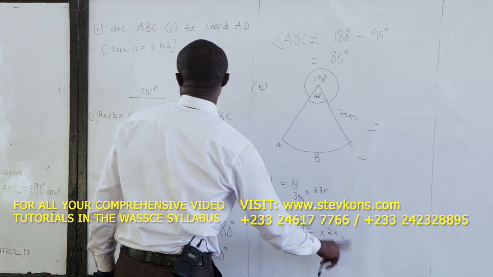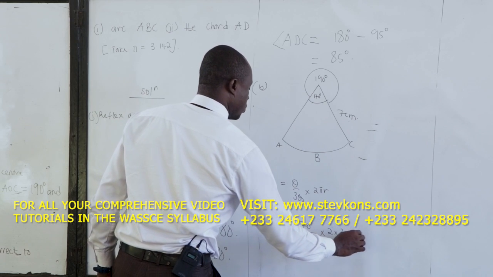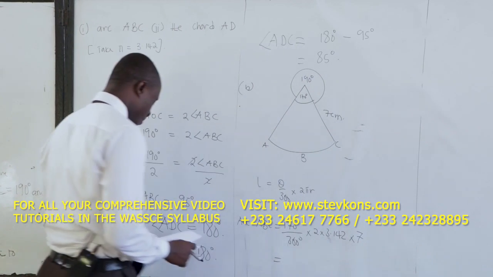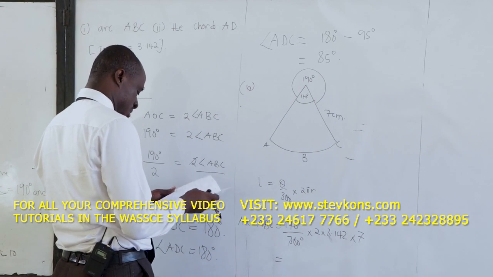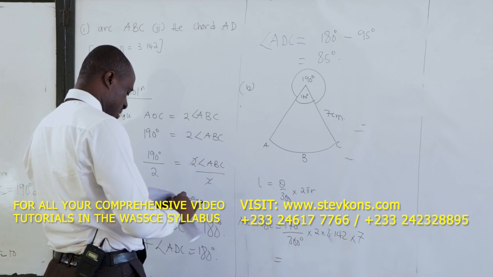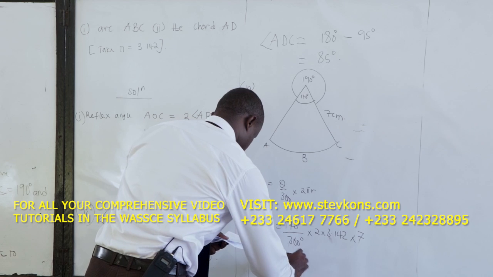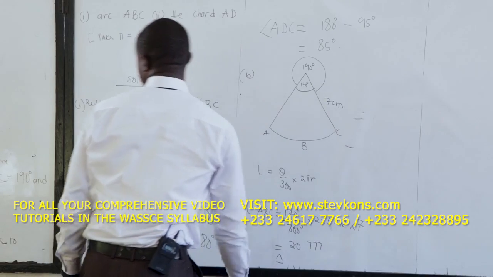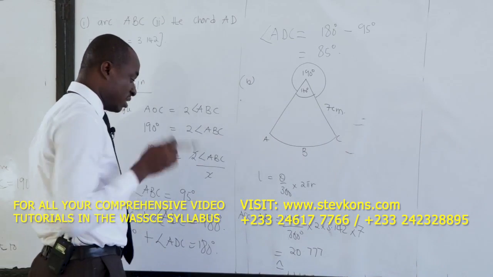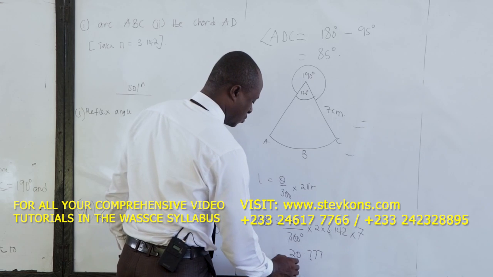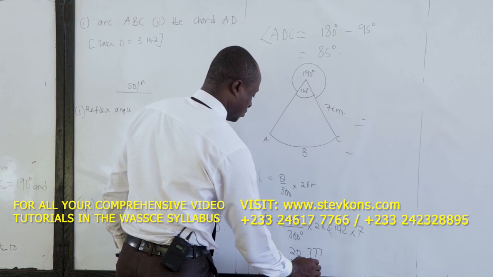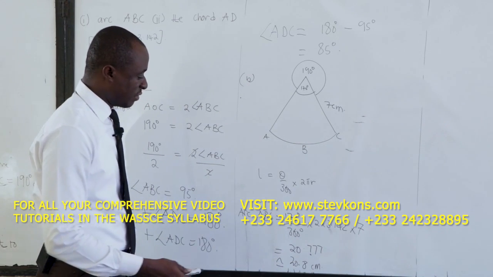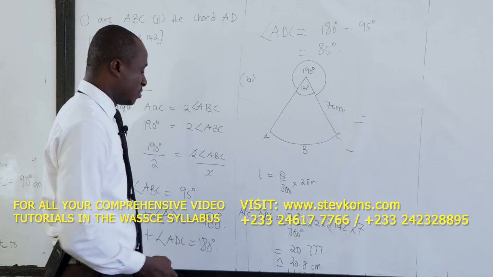The pi was giving us 3.142 times the r. Our r is 7. Now, when we calculate this, that is 20.777. But then the question says that we should do it correct to 3 significant figures. So this is the first, second, this is the third, so 20.8 centimeters. Now, this 7, what is following it is also 7, which is above 5. So it can change the 7 to 8. So that's what we have.